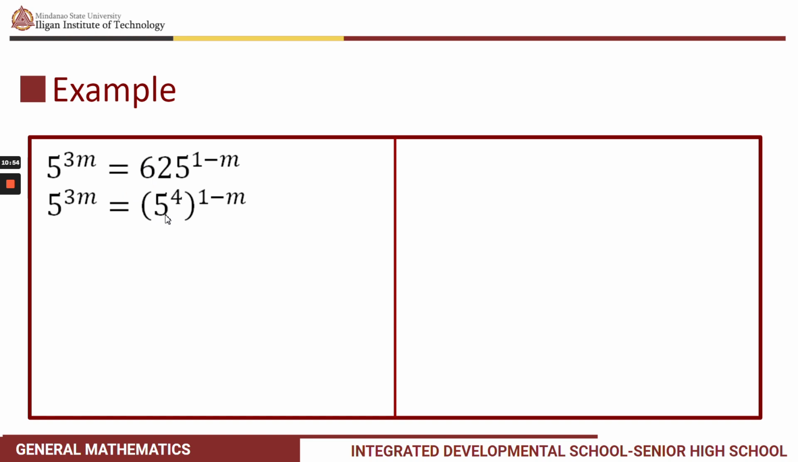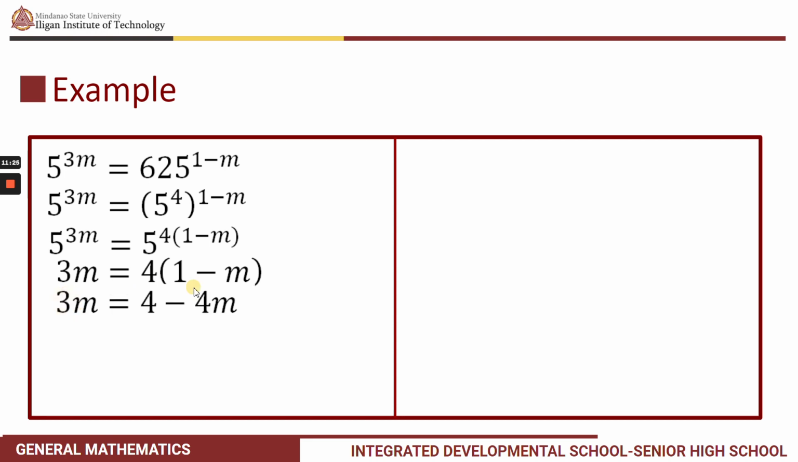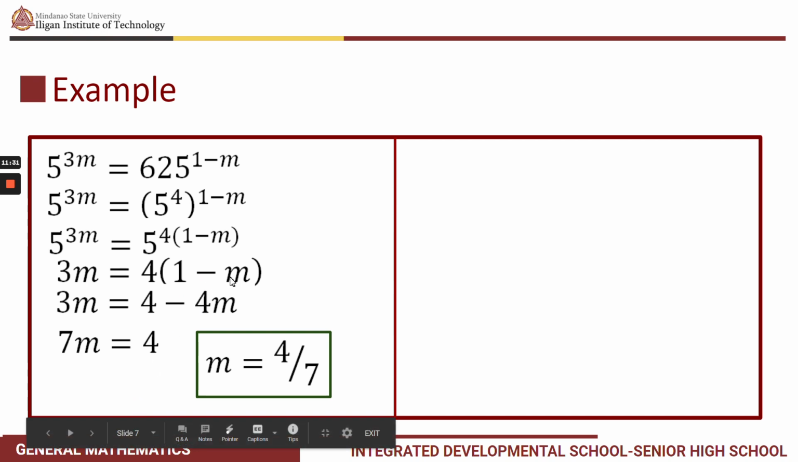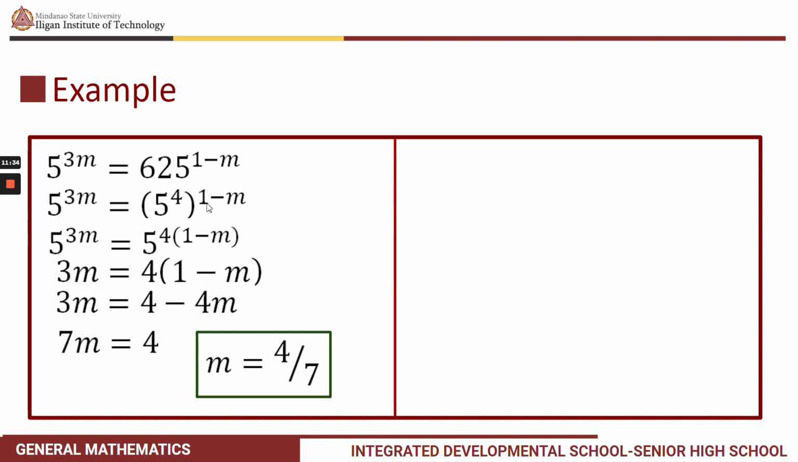So, gamit ulit tayo ng laws of exponent natin. Kapag ganito, di ba, imu-multiply natin yung exponent sa loob ng parenthesis tsaka sa labas ng parenthesis. So, we will have 5 raised to 3m equal to 5 raised to 4 times the difference of 1 and m. So, since we have the same base, pwede na natin i-equate yung ating exponents. So, we have here 3m equal to 4 times 1 minus m. So, distribute and then combine like terms, you will get m equal to 4/7. So that is our solution for this equation.